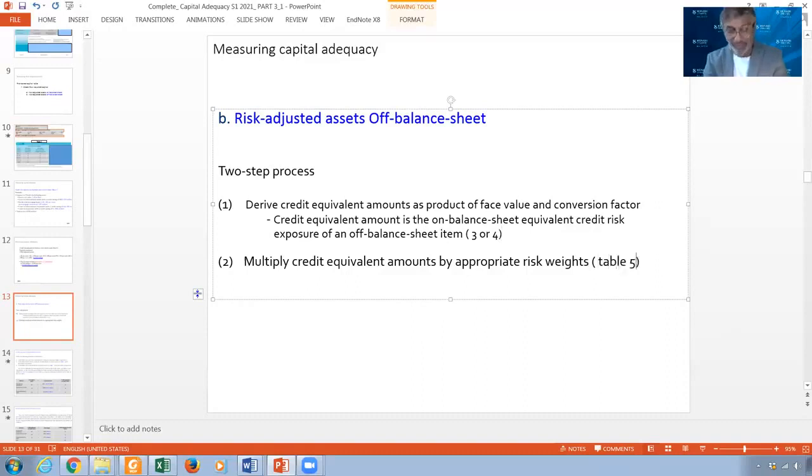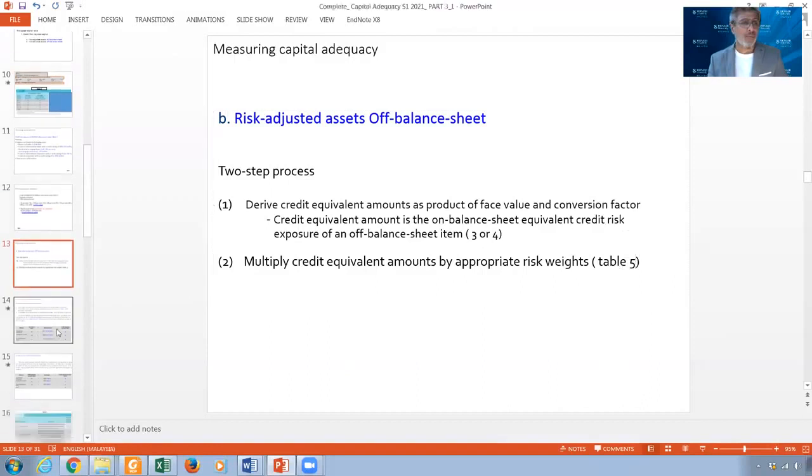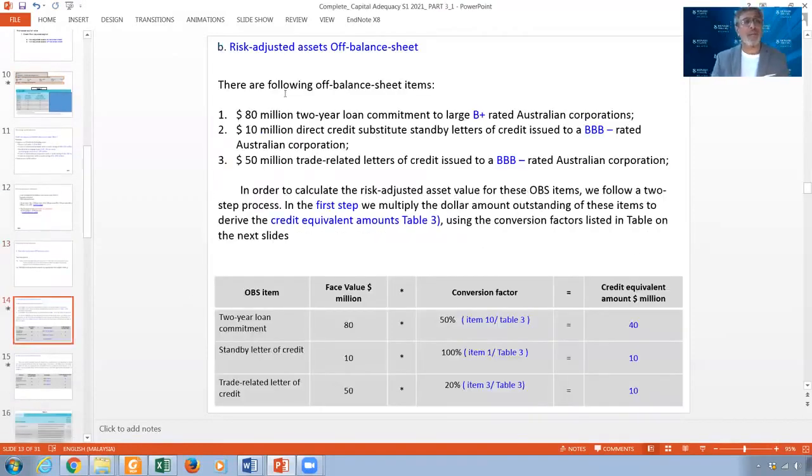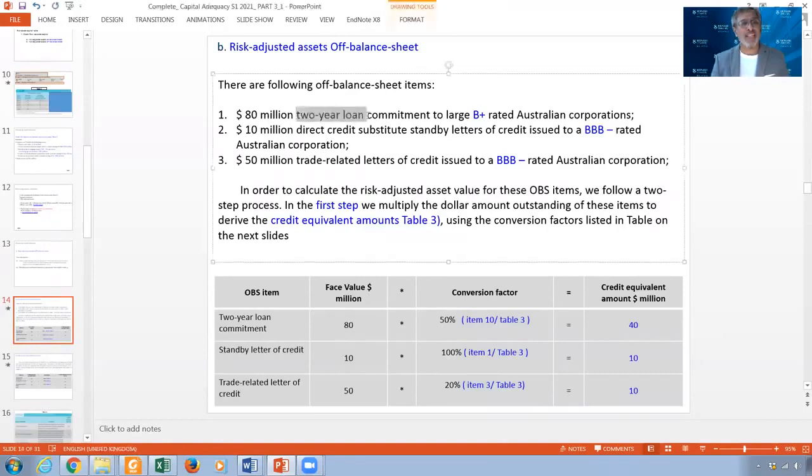Now, remember, this is off-balance sheet, and off-balance sheet we already talked about in week 10. If you remember, we keep stressing the issue of non-market related and market related. This is the non-market related. Look now at this example. There are the following off-balance sheets: an 80 million 2-year loan commitment. I understand this is a loan commitment. It's off-balance sheet and it's non-market related.